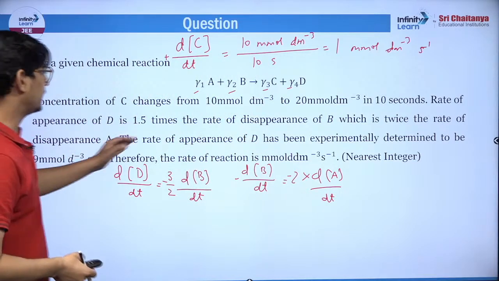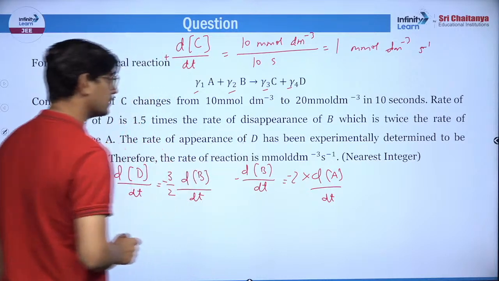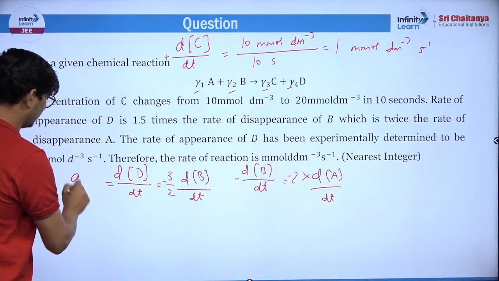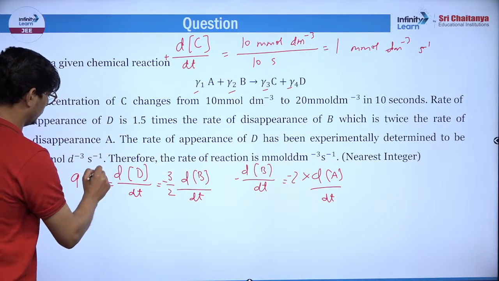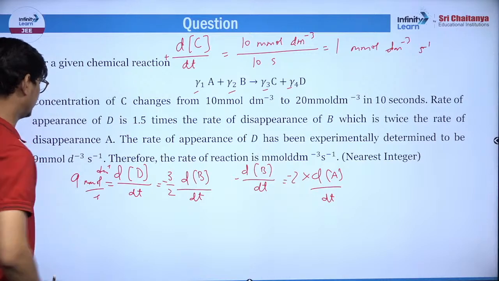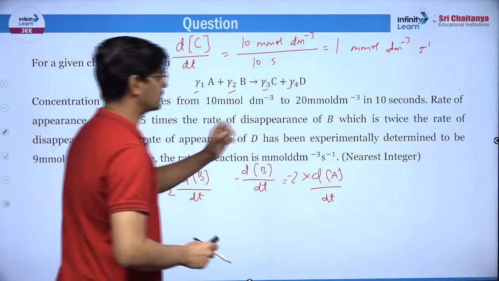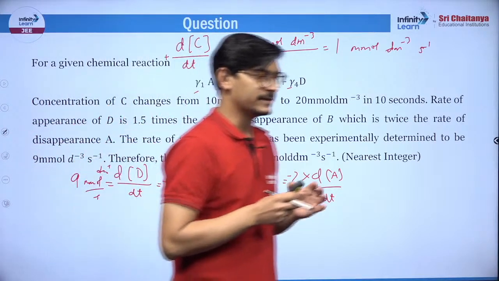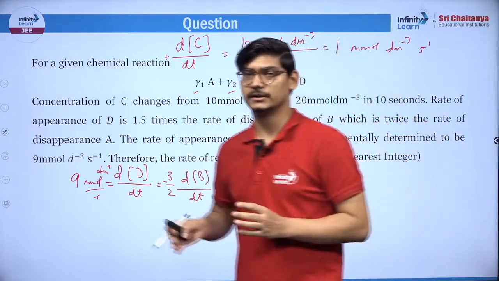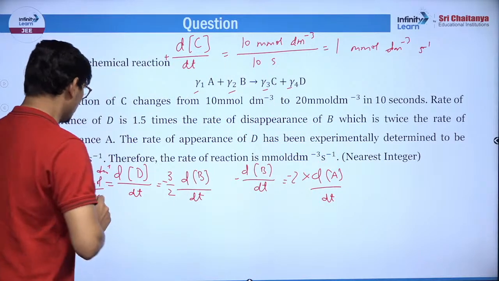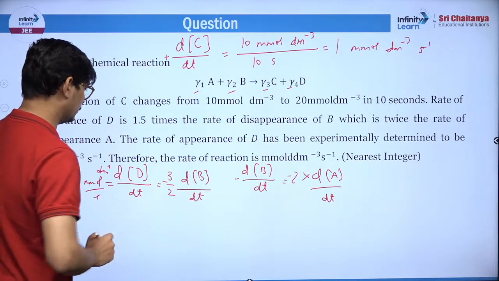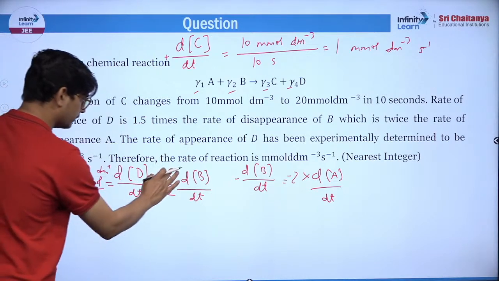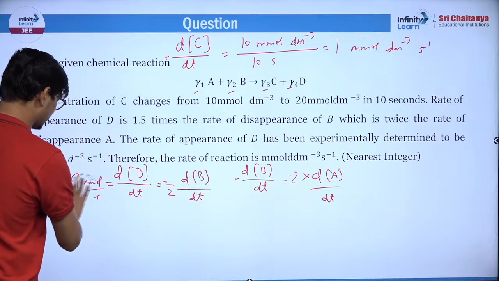All right. Then the rate of appearance of D has been experimentally determined to be 9 millimole. That means this value, rate of disappearance of D, it has been determined to be 9 millimole per decimeter cube per second. Okay. So the rate of reaction is, so we have to find out the rate of reaction. You guys know that rate of any chemical reaction can be expressed in terms of the concentration of any reactant or product. So that is what we are going to do here. So dD by dt is minus 3 by 2. So let us do one thing, bring 3 here. This is 9, we'll remember it.